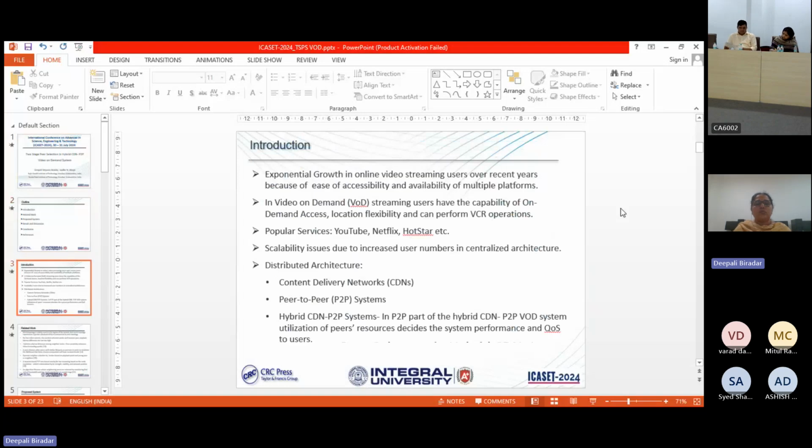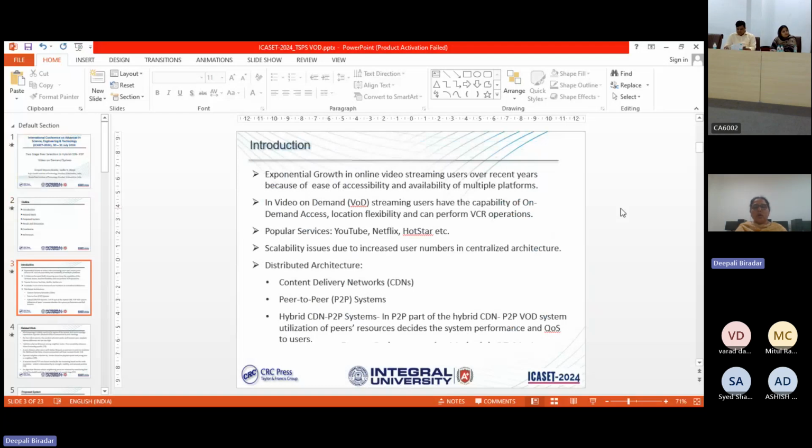So nowadays there is exponential growth in online video streaming. The reason for this may be the ease of accessibility and availability of multiple platforms. There are different types of applications for video streaming, like gaming, live video streaming, video on demand streaming, video conferencing. One application of video streaming is the video on demand system. In this, the users have the capability of on demand access. Then they have location flexibility, from anywhere they can access the videos, and they can perform VCR operations. Some examples of video on demand systems are YouTube, Netflix, Hotstar.